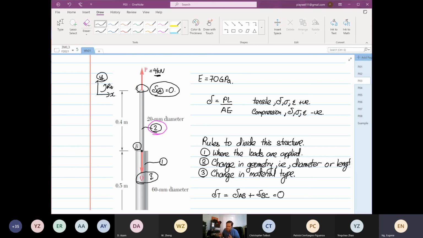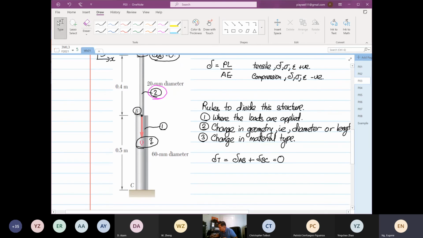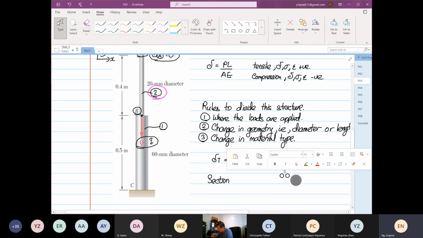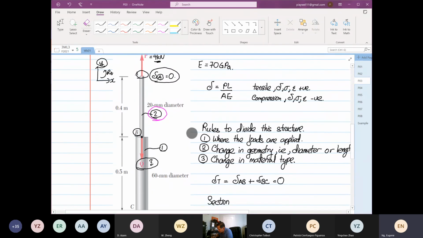Okay, so let's gather the information that we have first. The formula that we're going to apply is PL over AE, right? So we look at section AB first.